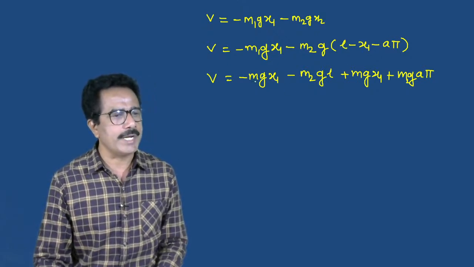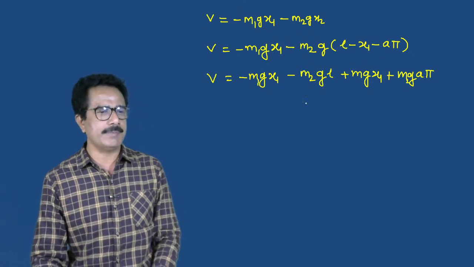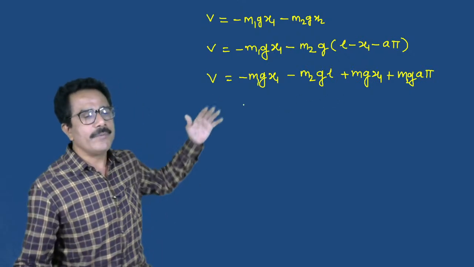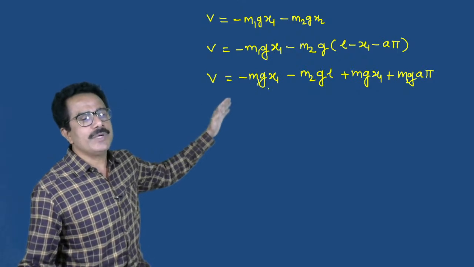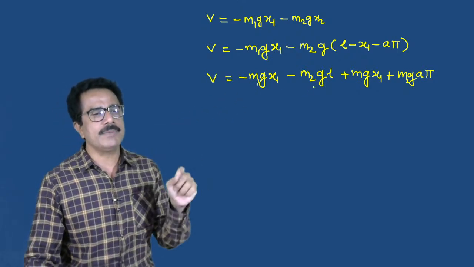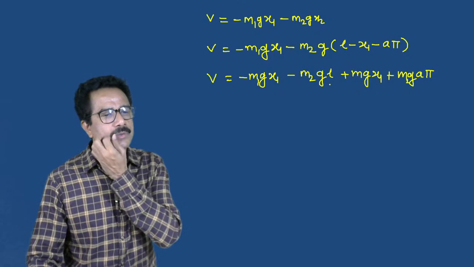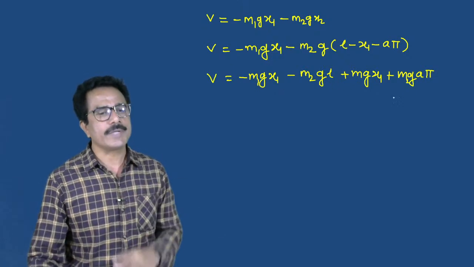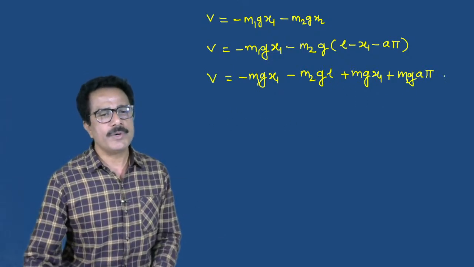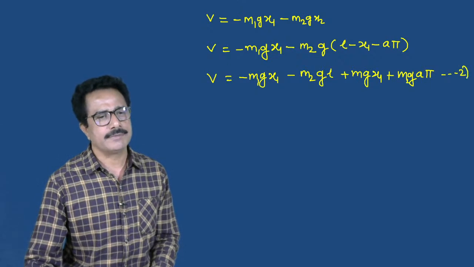m2g, m1. So this is m1, this is m2. Okay, so we get minus m1g x1 minus m2g into L. So x2 can be written in this way. Suppose this is equation number 2.